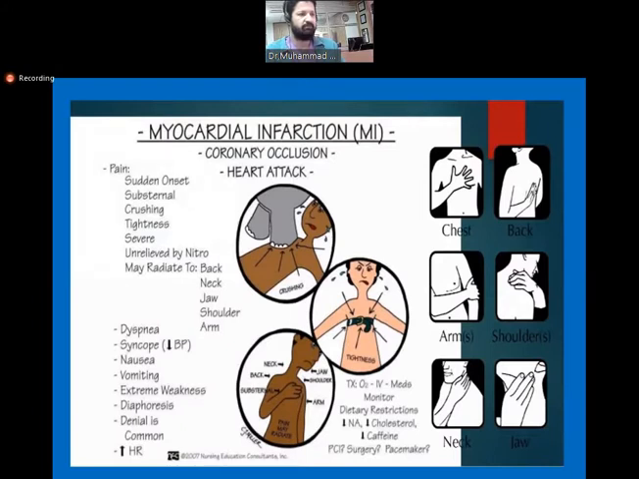The pain of acute MI is, most of the time, sudden onset, substernal, and crushing. The nature of the pain is tightness, like someone has tightened your chest, or it is very severe. In acute MI patients, when there is total occlusion, it is not relieved by nitroglycerin, sublingually or IV. The pain radiates to your jaw or your left arm, and you may have other symptoms, which are described lower in the slide.